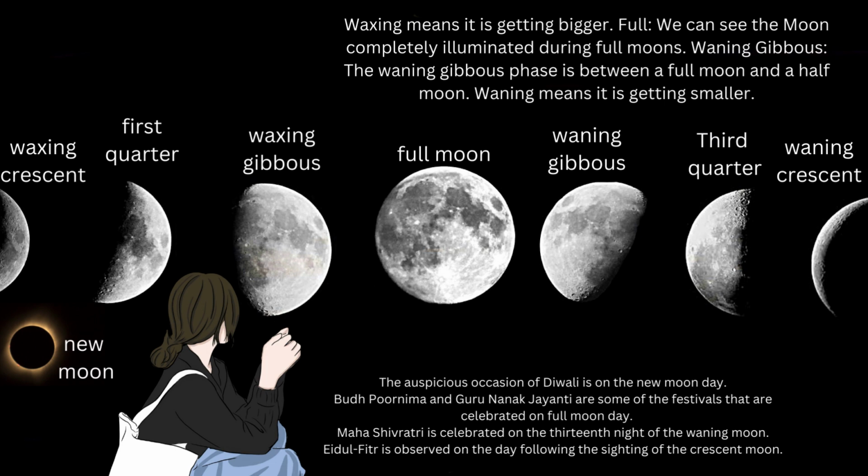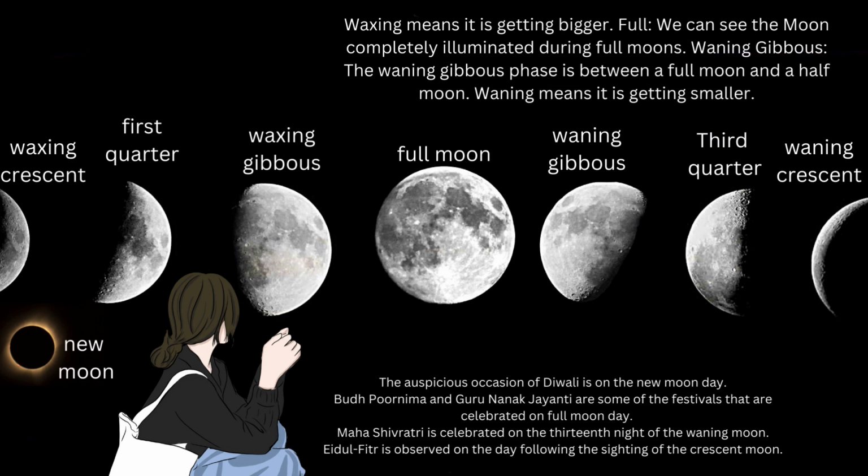5. Full moon. The full moon occurs when the entire side of the moon facing Earth is illuminated by the sun. It is the brightest and roundest phase of the lunar cycle. 6. Waning gibbous. Waning means it is getting smaller. Following the full moon, the illuminated portion gradually decreases, and the moon enters the waning gibbous phase. More than half, but less than the whole of the moon is still visible.